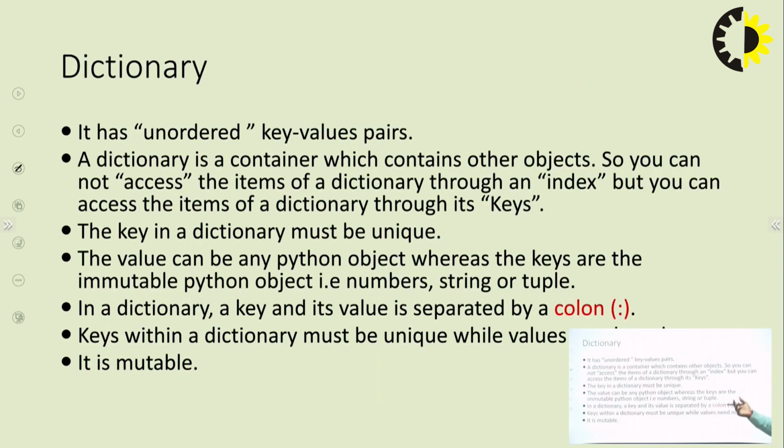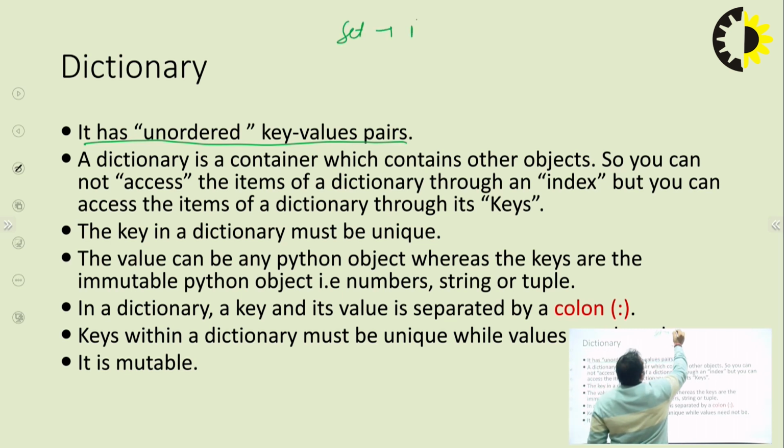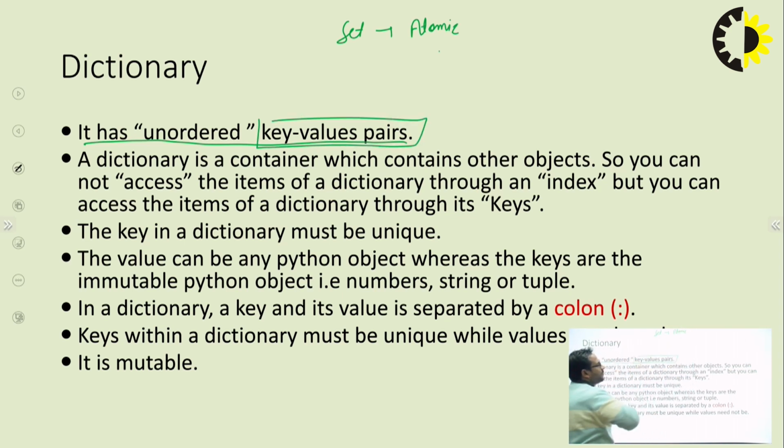Now I'm talking about a dictionary. So what is a dictionary? A dictionary is again an unordered collection of key value pairs. Set and dictionary are both created by using curly braces, but the major difference is that a set has atomic values and a dictionary is a key value pair. It has two values that make a single entry here, key and value.